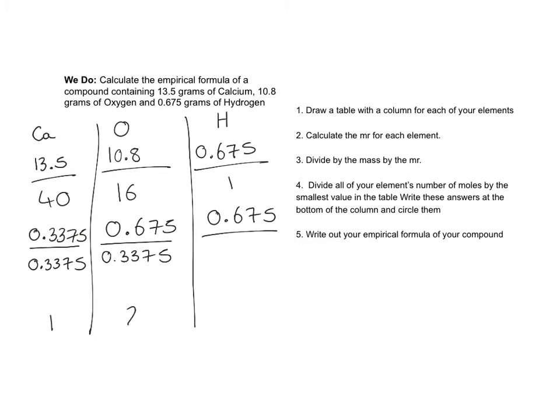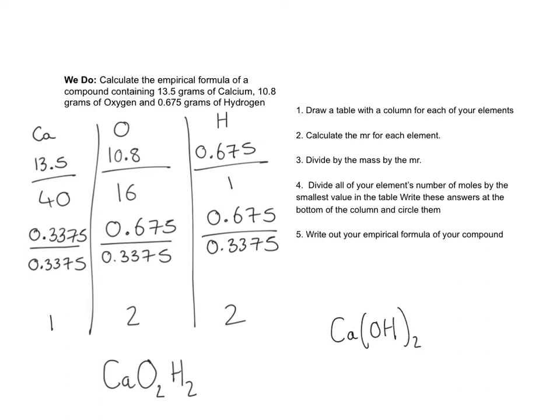0.3375. That's going to give me 2. And 0.3375. That's also going to give me 2. Okay, so my empirical formula then is Ca, don't really need the 1, O2, H2. Okay, so we could write it like that, or we could write it Ca(OH)2, because there's 2 of each of them. Okay, so that's the simplest formula again.